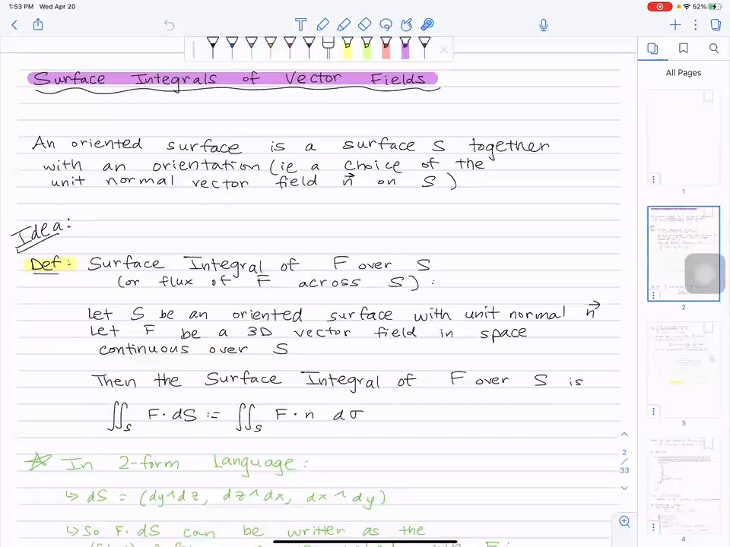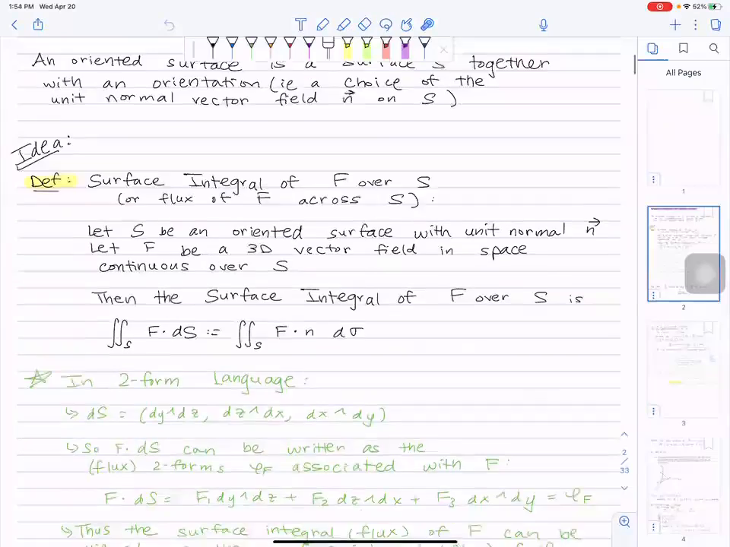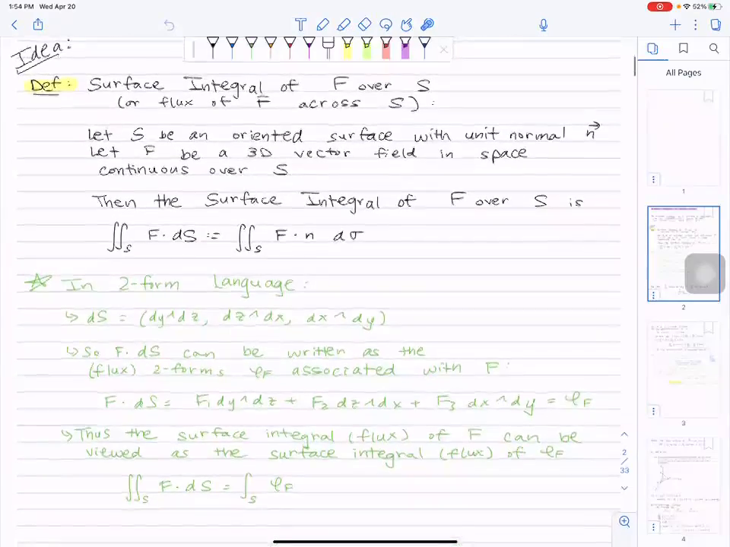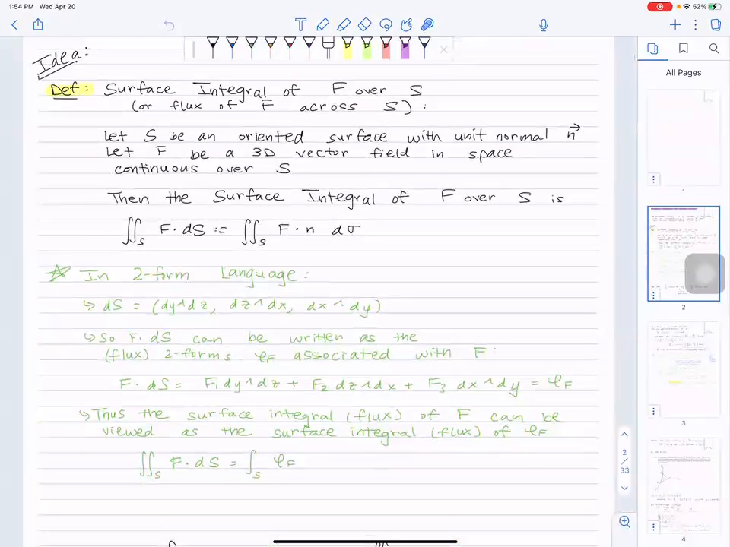Okay, so first topic, just to go over quickly, is surface integrals of vector fields. So like integrating two forms, or just the surface integrals. So what does this mean? If you want to compute the surface integral of F over S, we have F dot dS, which is the same as doing F dot n dσ. The notation for dS is the same as n dσ.